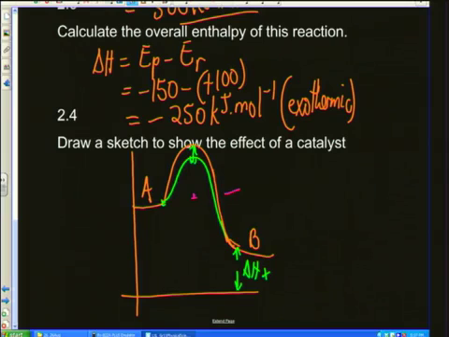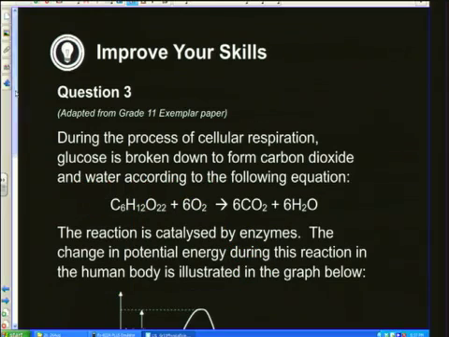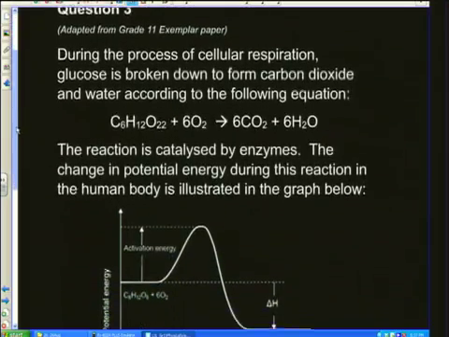Okay, so that is how the energy will be affected. You can say that is chemical potential energy and how the energy hill is affected in that way, right? So moving on, let's have a look at this question here, question number 3.